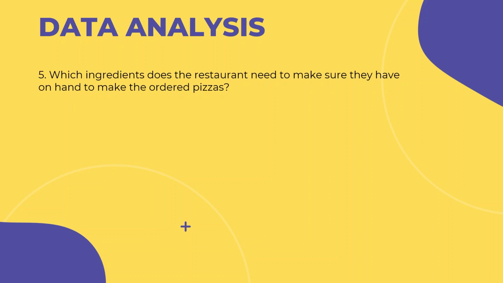And the fifth type of analysis is which ingredients the restaurant needs to make sure that they have on hand to make the ordered pizzas. So we have to analyze which ingredients are required so that we can make sure that we can prepare the pizza beforehand. Okay, so these are the questions that we will be attempting in our data analysis in SQL. If you want, you can write these questions.